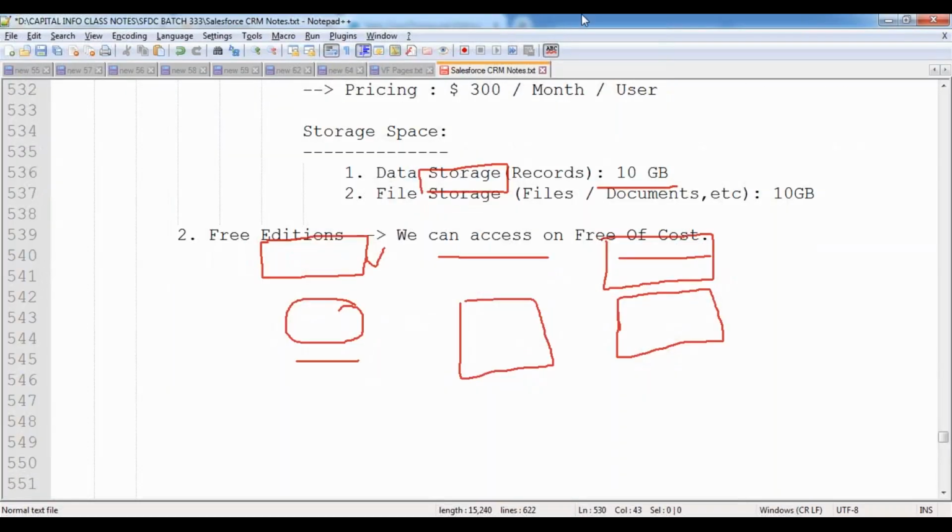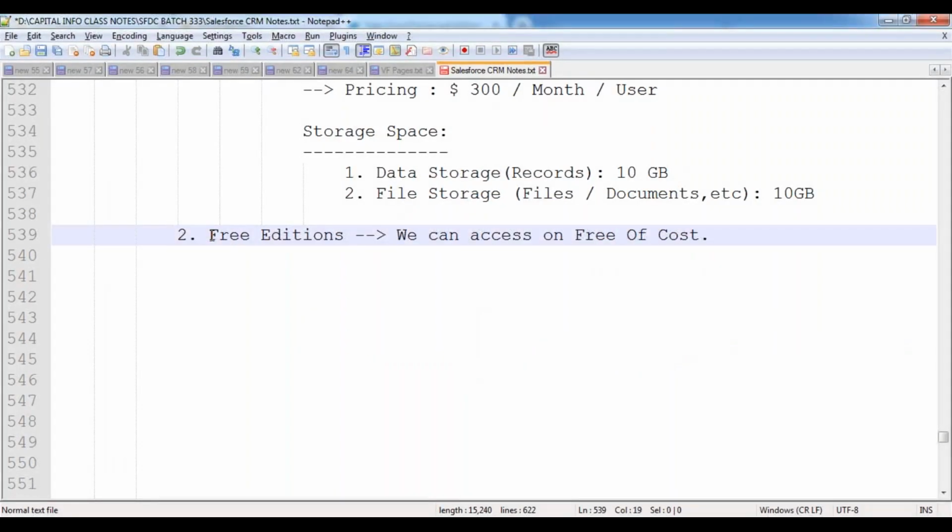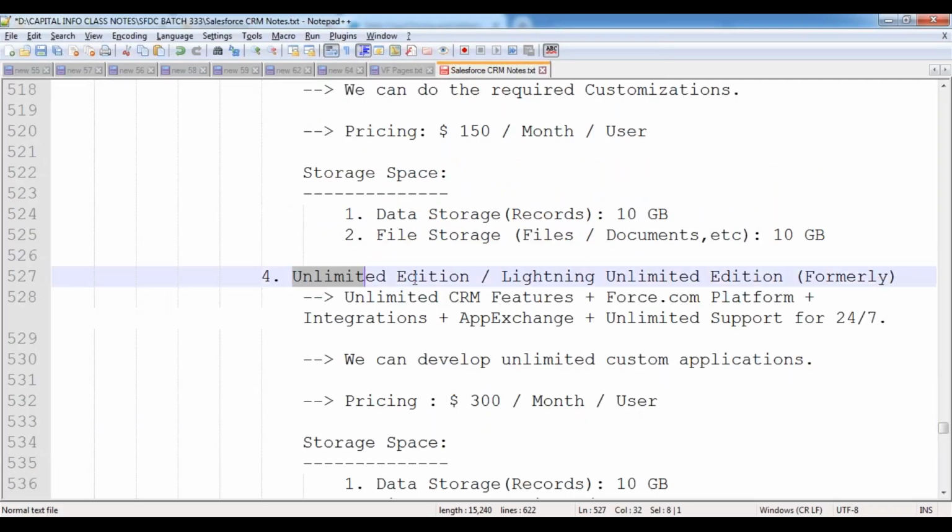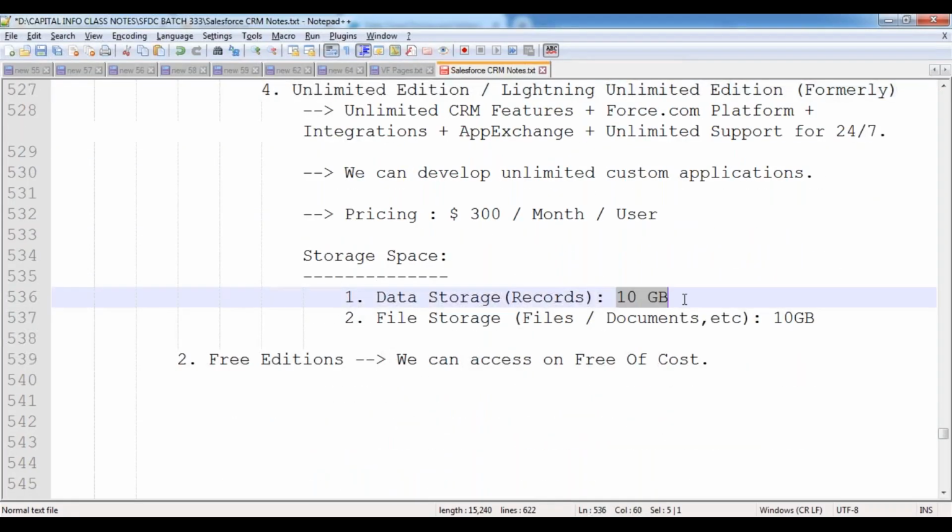Tomorrow we'll see how to create our own free edition. How to create that free Salesforce account, we'll see practically tomorrow. It has almost equivalent features to the Unlimited Edition, but the data storage is 5 MB there, whereas the Unlimited Edition has 10 GB. In that 5 MB you can store lakhs of records. We'll see how to create that free account in tomorrow's session.